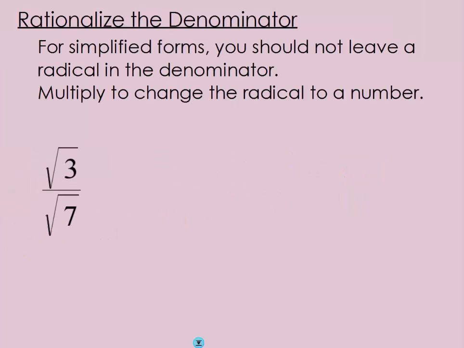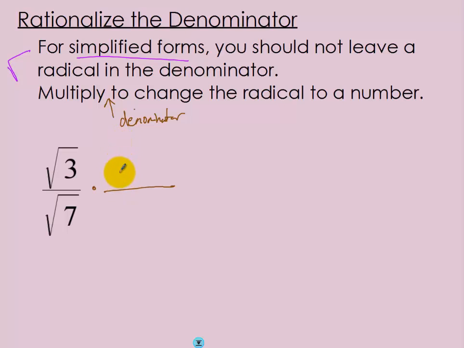Now, sometimes you want to rationalize the denominator. What does that mean? For simplified forms, you shouldn't leave a radical on the denominator. So don't leave a square root on the bottom. The radicals are the square root signs. So what you want to do is multiply the fraction by something to change the radical to a number. And what you're going to multiply by is the denominator. So it's the denominator on top and bottom, because you can multiply any fraction by 1.